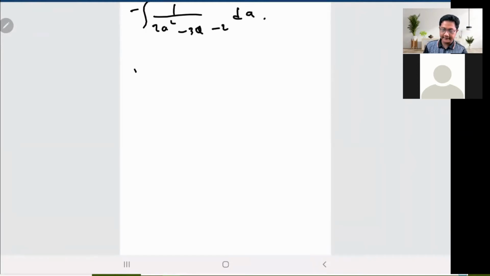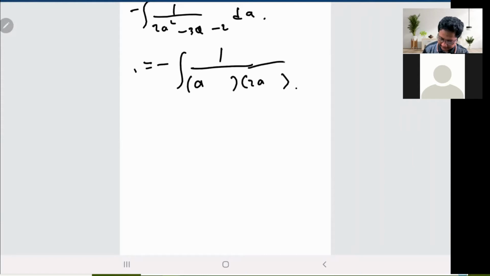So again, if you have something like this, try to factorize. I have 2, so one of them should have 2, but one of them is a. I mean, try like this, dA. So a times 2a is 2a square. Correct? Then I need minus 3a.